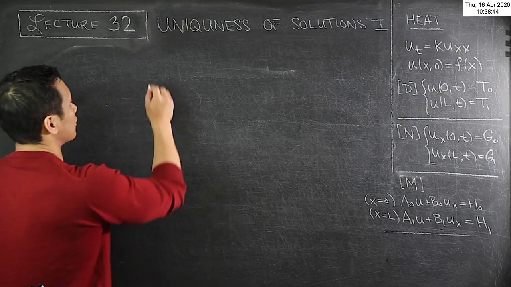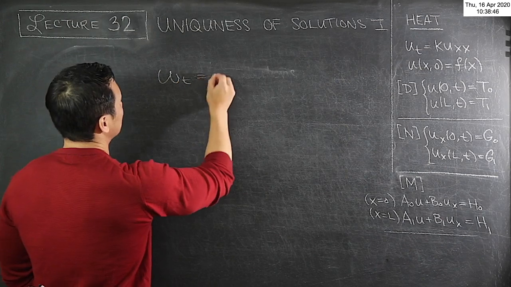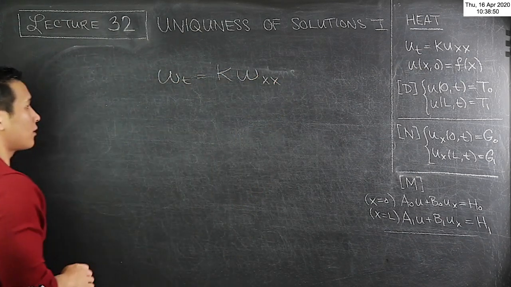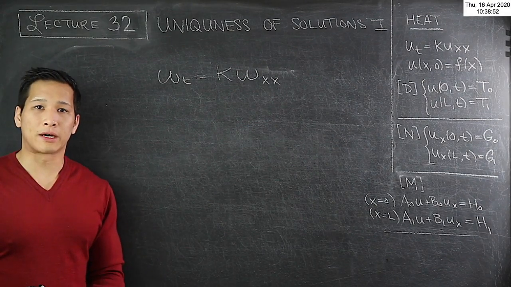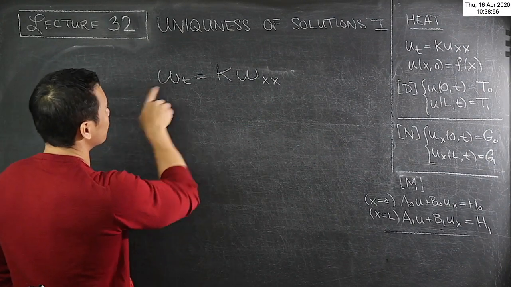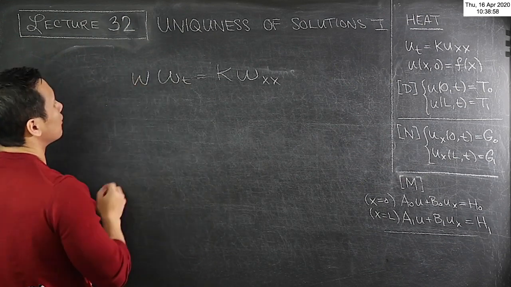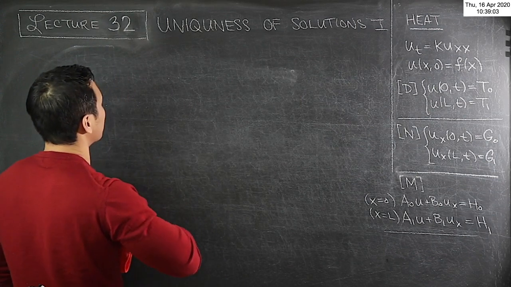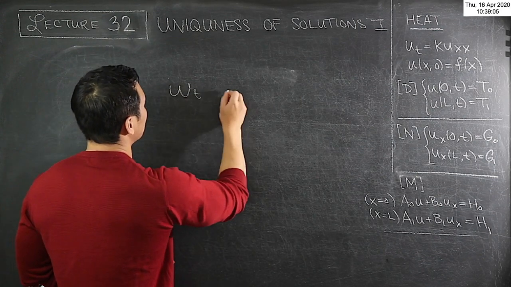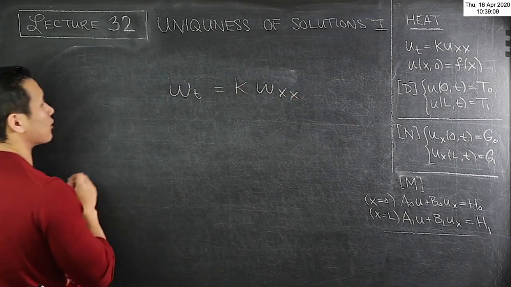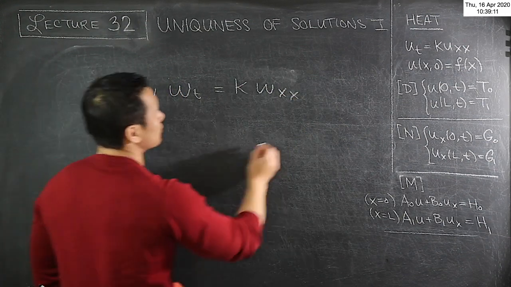Okay, so you're going to take the PDE, w_t is equal to kappa times w_xx, and you're going to multiply both sides by w. Okay, so now you have w w_t, and we'll do it on the same line, so in fact, I'll do it over here. I have w_t is equal to kappa times w_xx, and then you're going to multiply both sides by w.